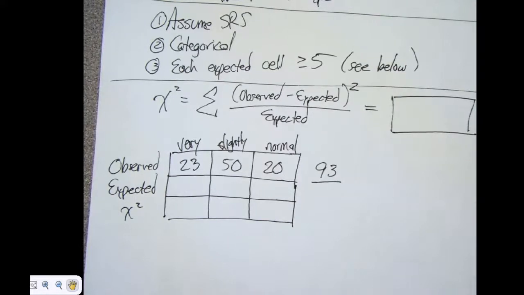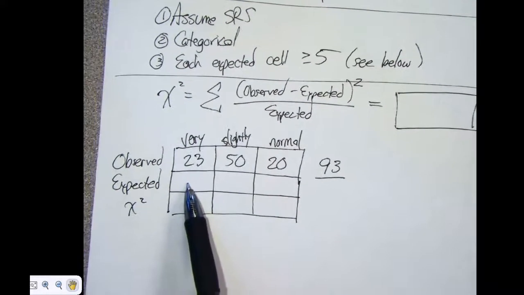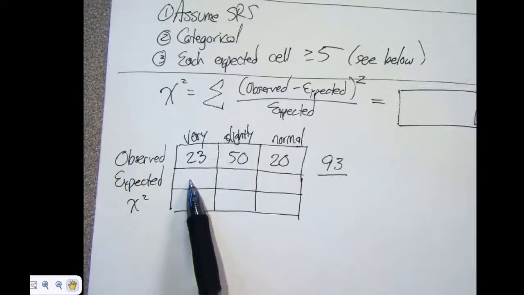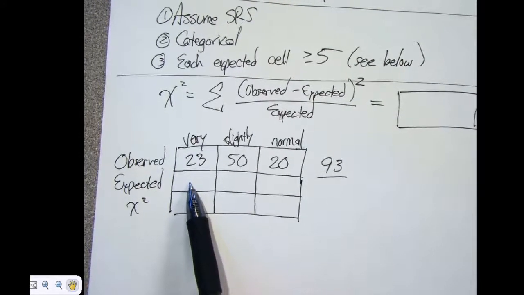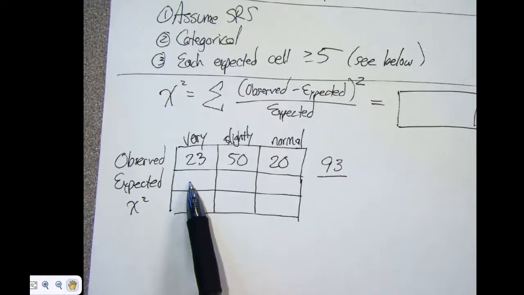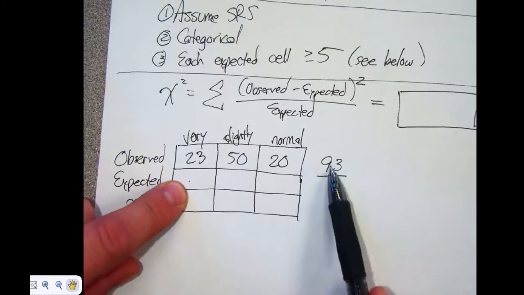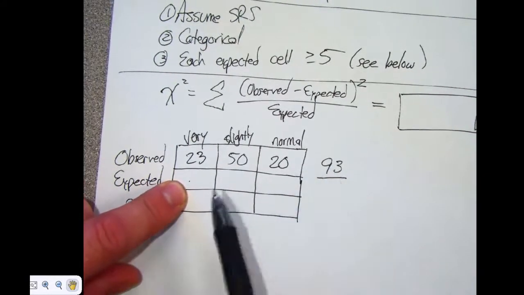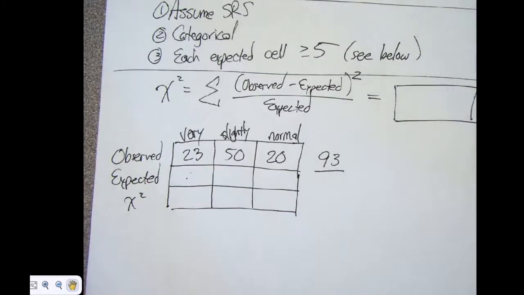So the next step you actually have to think. What percentage of chickens would I expect to be very curly? It's 25%. And I have 93 chickens. So you're going to do 25% of 93.